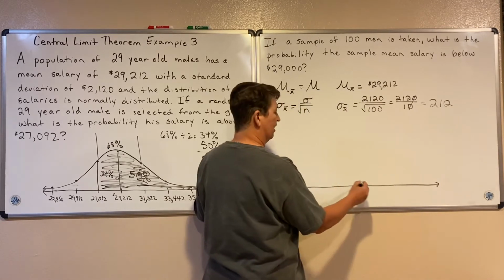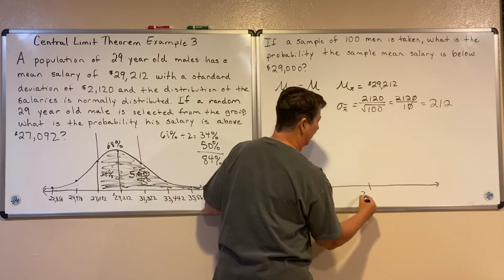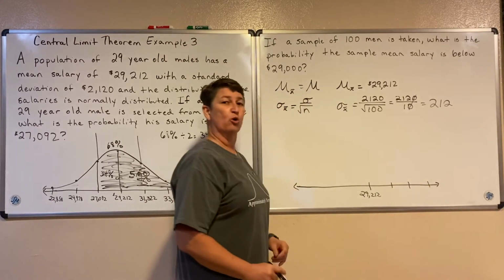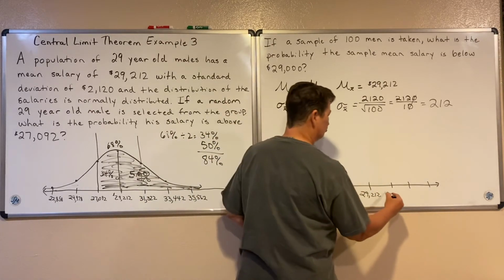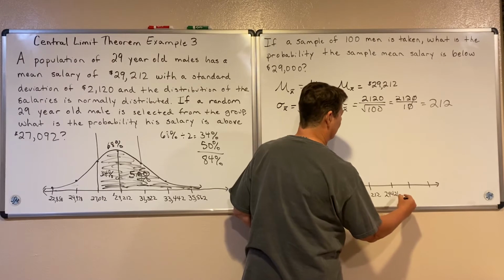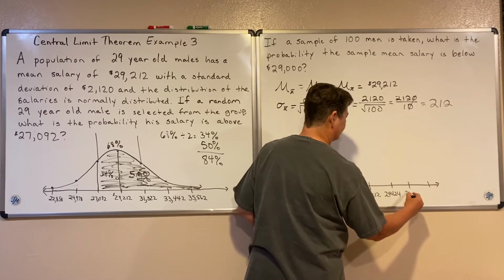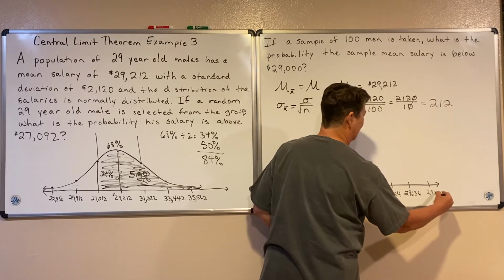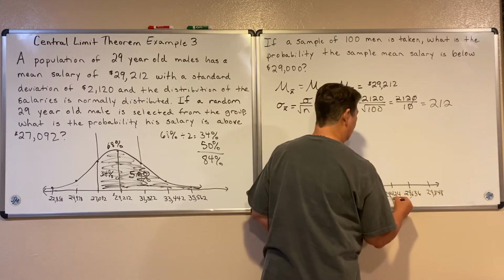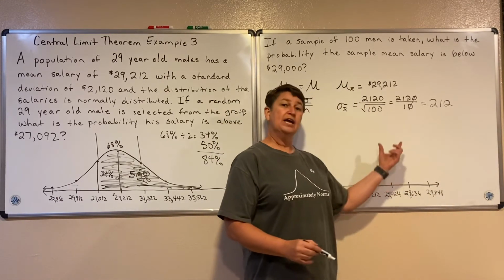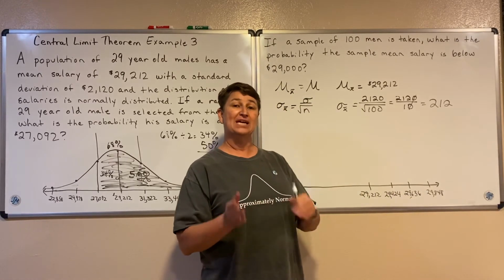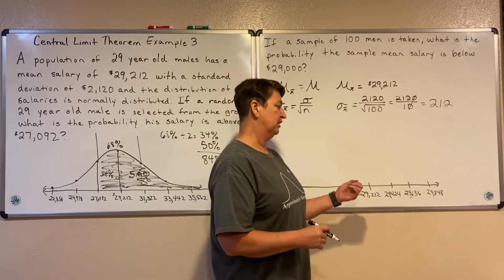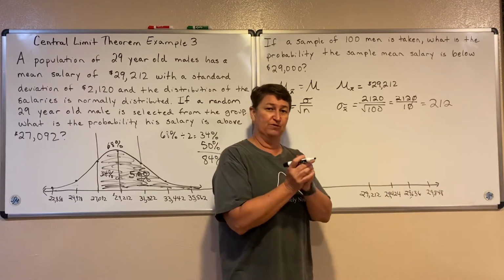And we know that the mean of this distribution is 29,212. I'm going to do the same thing I did before, where I add on my 3 standard deviations. So I'm at 29,424, and then 29,636, and then 29,848. So notice that the standard deviation here has shrunk. The standard deviation of our sampling distribution is smaller based upon that sample size. The bigger the sample size, the smaller your standard deviation.